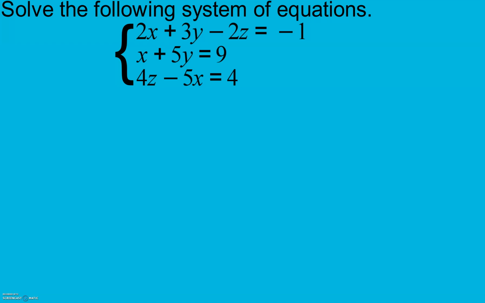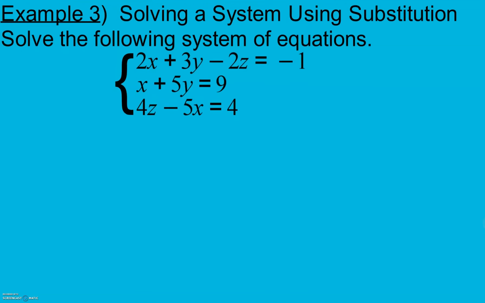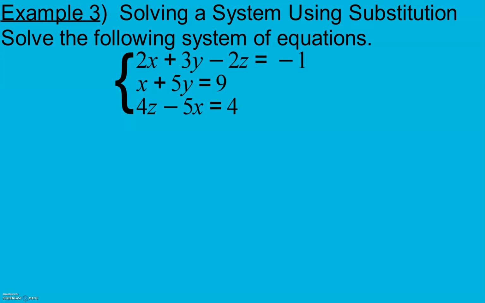Continuing on in section 3.5 here, we're going to solve this system of equations using substitution. If we look here, I have x, y, and z in my first equation, x and y, no z in my second, and z and x in my third, no y. So elimination here isn't going to work. We're going to use substitution instead.